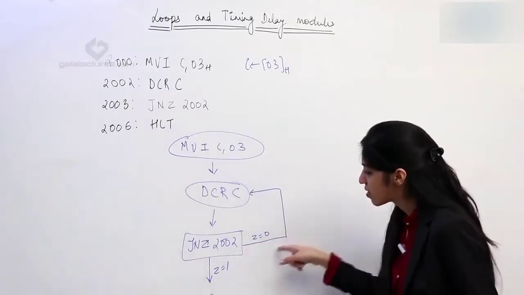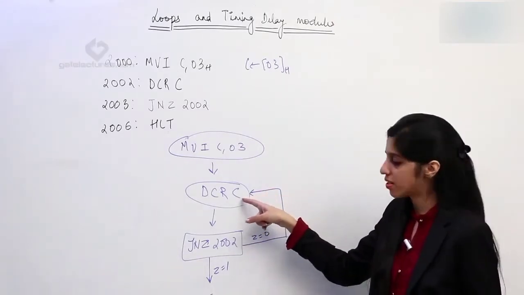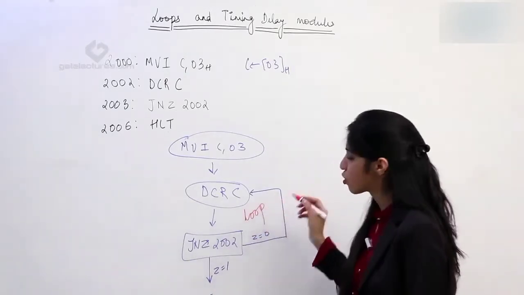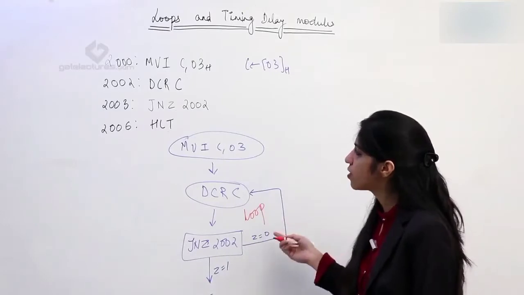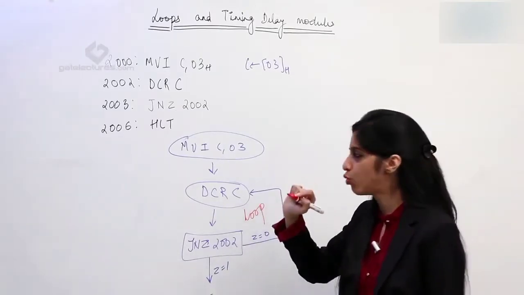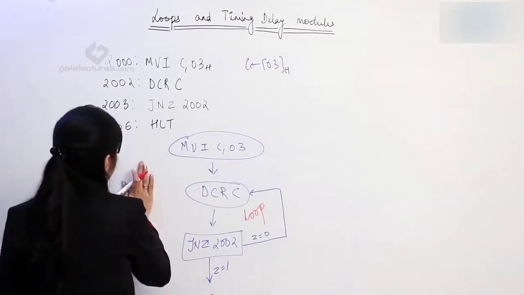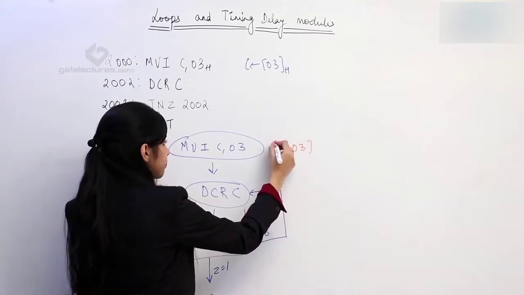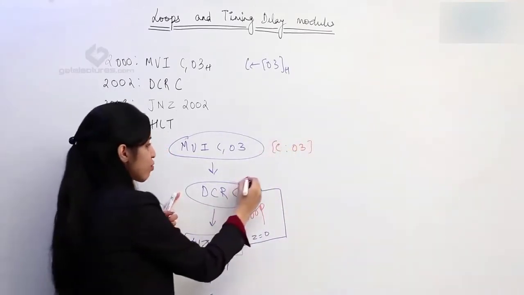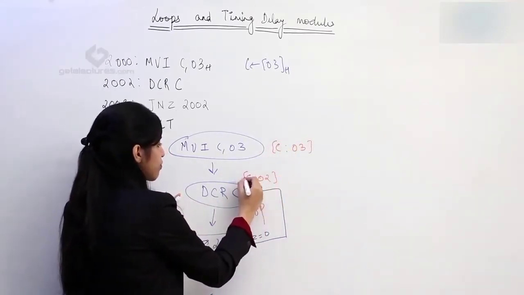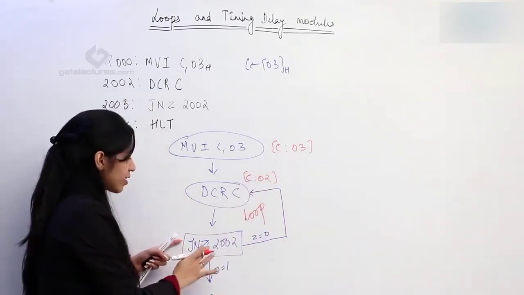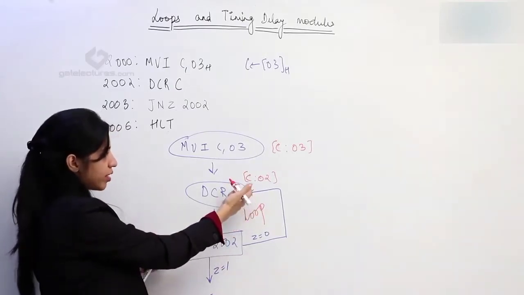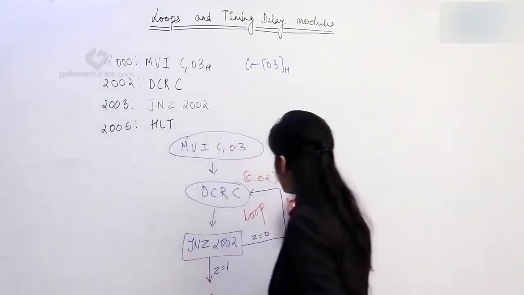See, this jumping, again decreasing C, again checking the condition. This is the loop. This is known as looping. So now we are going to see how many times this loop is going to run. First time, we load C with 3. Then we decrease C, so the contents of C become 2. Now we check the zero flag. Obviously the zero flag is not 1 because the contents of C are 2. So again you reach here.